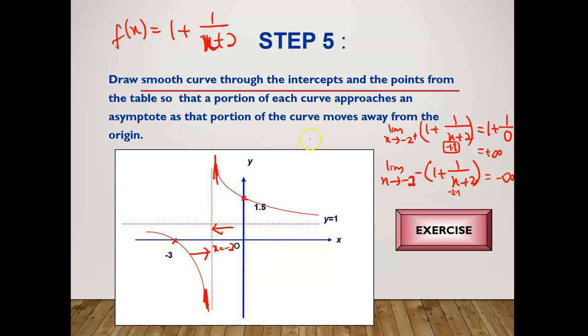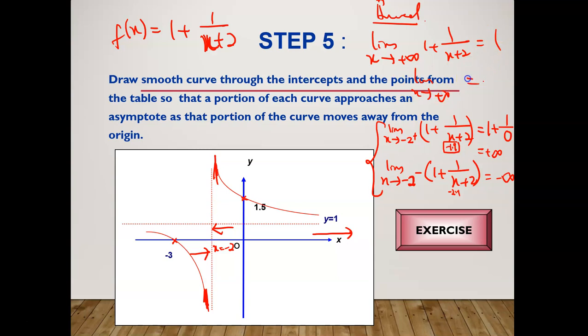Okay, and then this is for vertical. For horizontal, you have to find the limit as x approaches positive infinity of 1 plus 1 over x plus 2. All right, so in this case, divide by x: x over x, 2 over x, 1 over x. So 1 over infinity plus 0 is 0. So 0 plus 1 is 1. The limit as x approaches negative infinity is also the same, equal to 1. So you get this horizontal line.